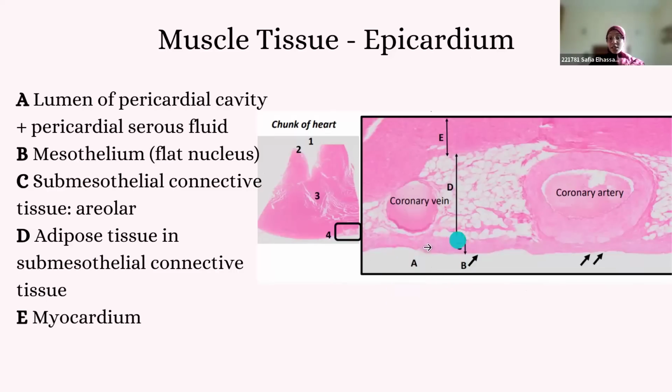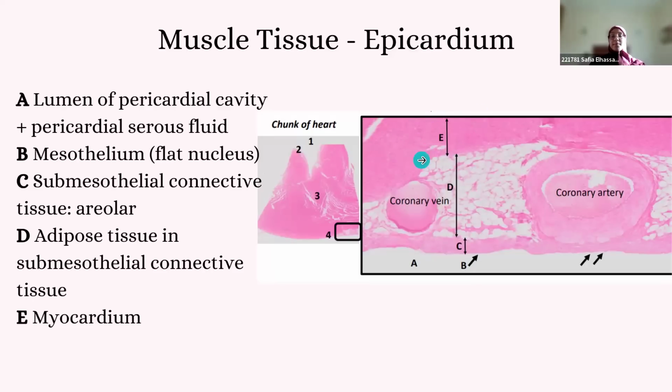Directly underneath the mesothelium, you would see submesothelial connective tissue, or areolar connective tissue. Areolar tissue is just a specific kind of connective tissue that tends to be looser. And then you have the adipose tissue. One thing that's really special about the epicardium is that the adipose tissue layer tends to be quite thick. Within this layer, you can find some coronary arteries and coronary veins. And then here at E, this is where you move on to the myocardium.